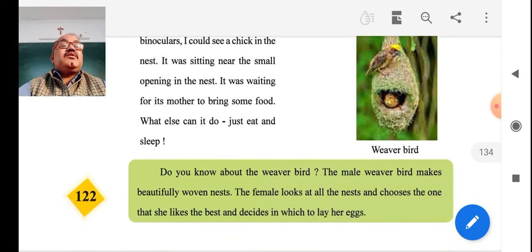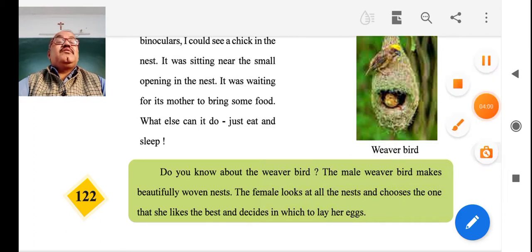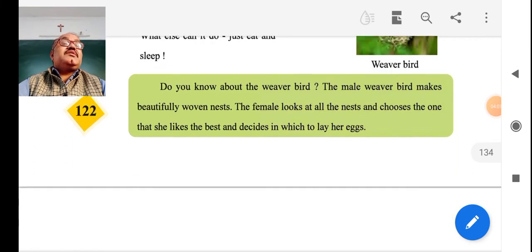Weaver bird: the male weaver bird makes a beautifully woven nest. The female weaver bird lays eggs in it. The female looks at the nests, chooses the one that she likes the best and decides in which to lay her eggs. This is the story of the weaver bird. Please keep this in mind.